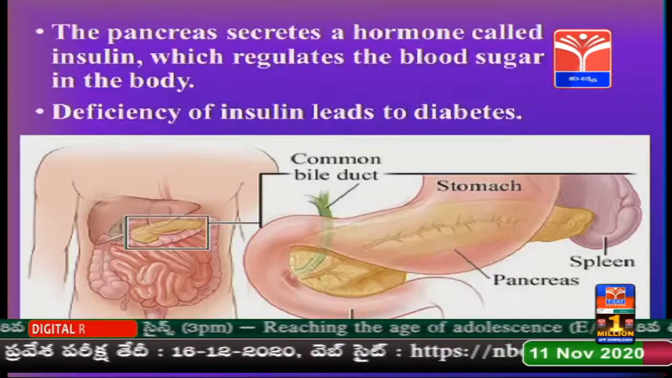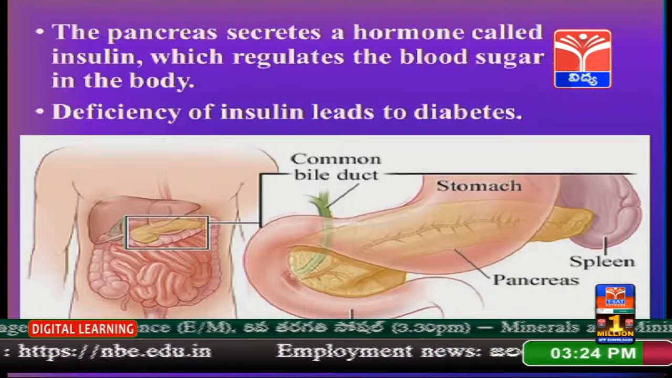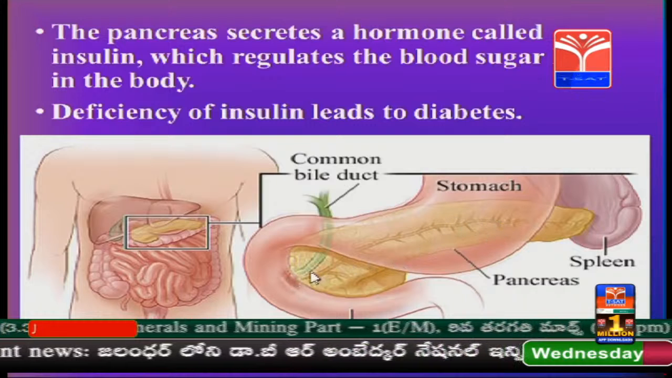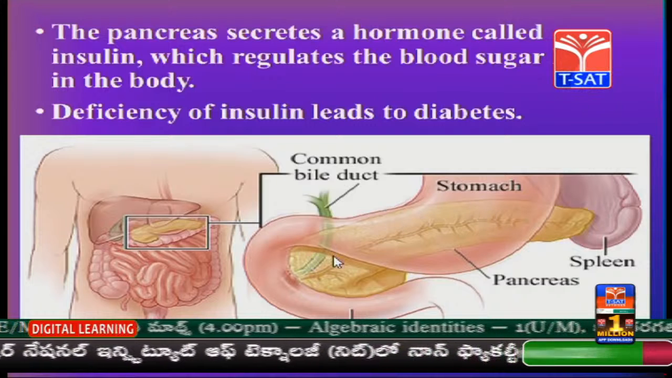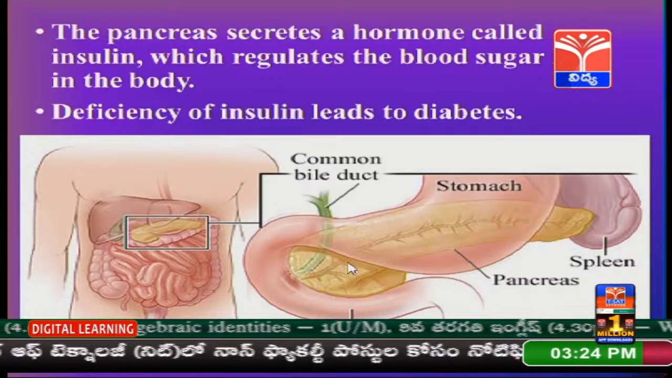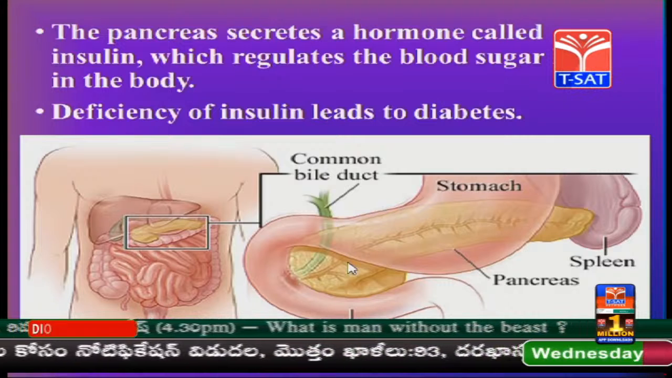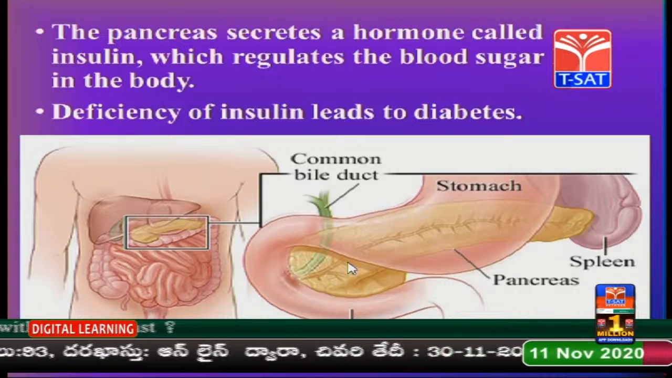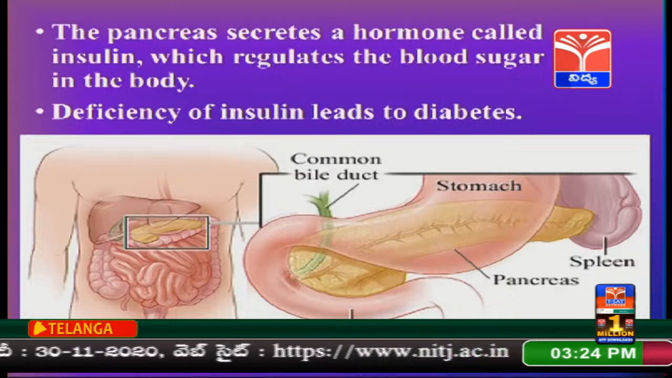Children, now let us come to the next endocrine gland, that is the pancreas. It is situated near the stomach. It has two different cells, alpha cells and beta cells. Beta cells produce insulin. Children, alpha cells produce glucagon. These two hormones are very much responsible for the proper functioning of the body, because if the deficiency of insulin takes place, then it leads to a disease called diabetes.